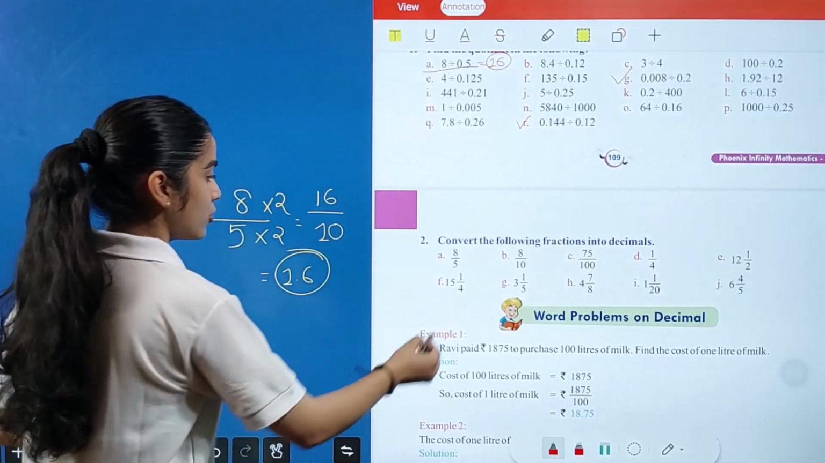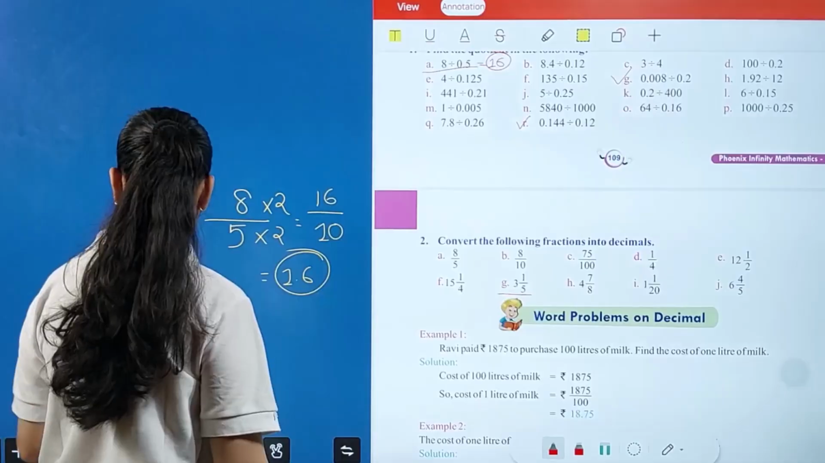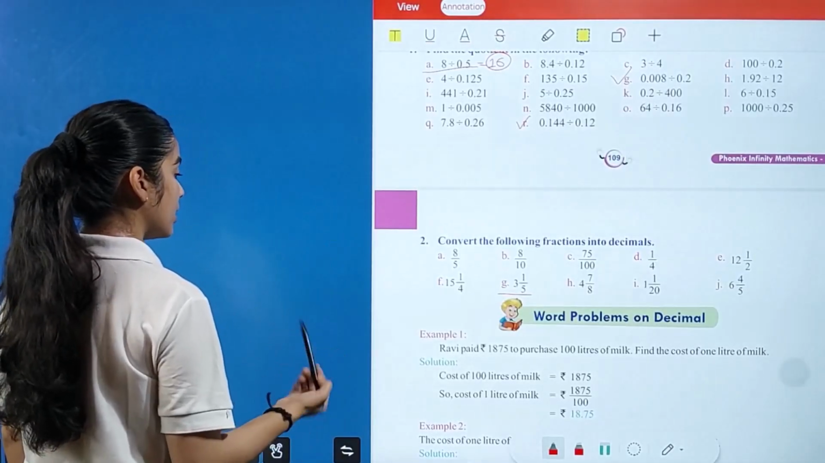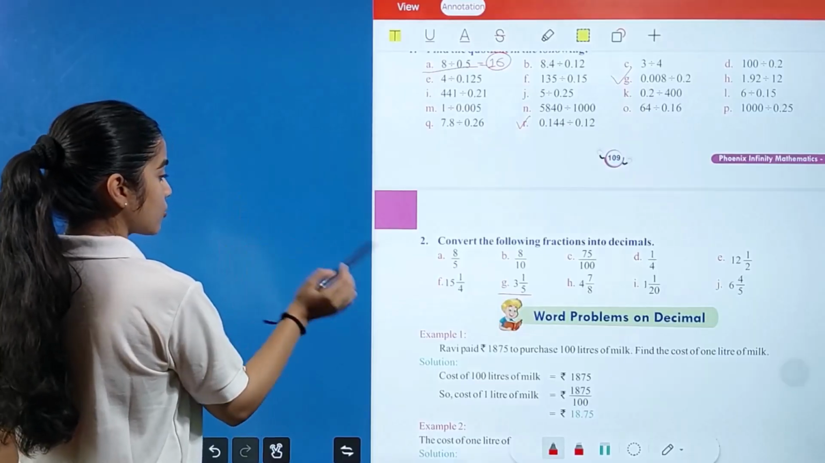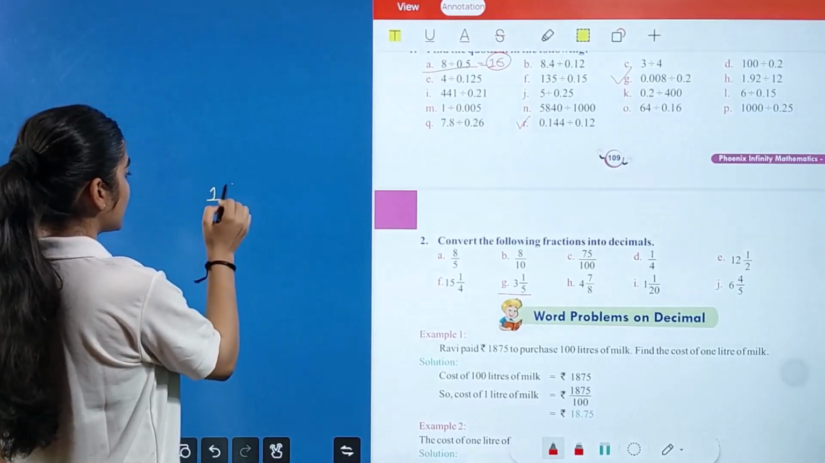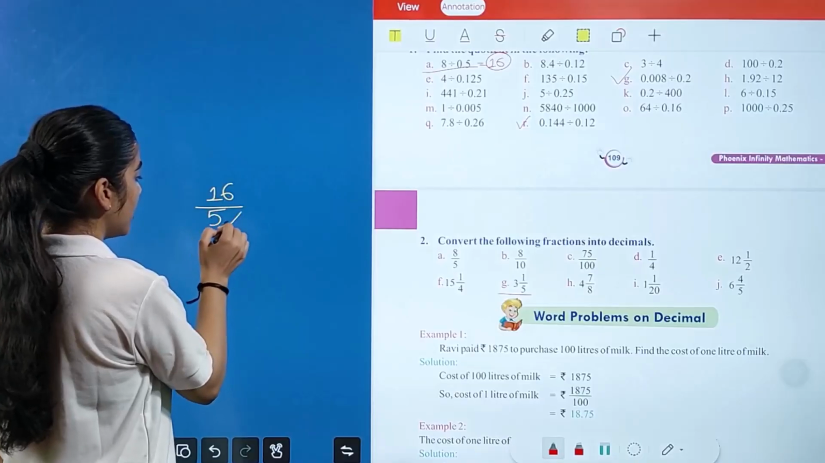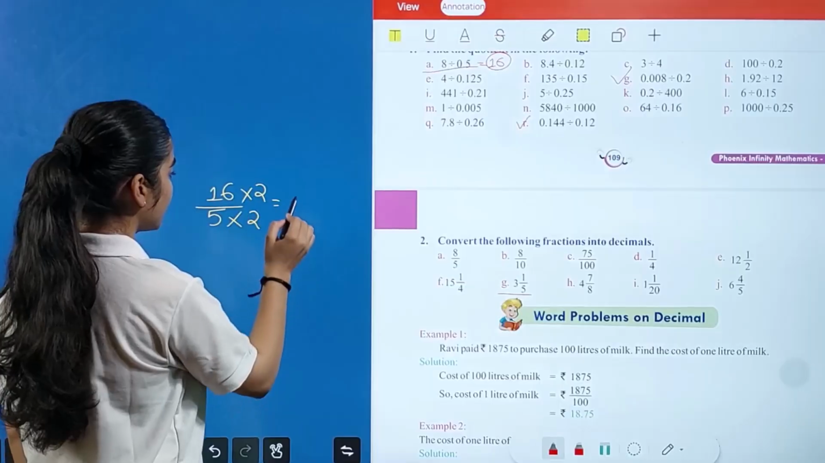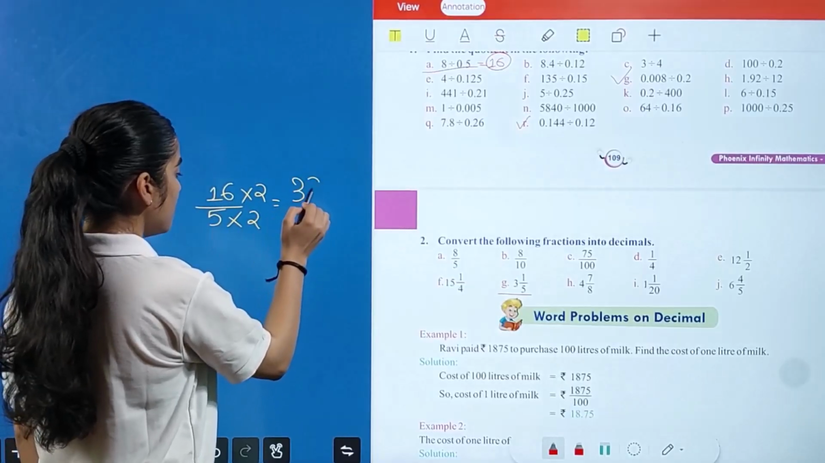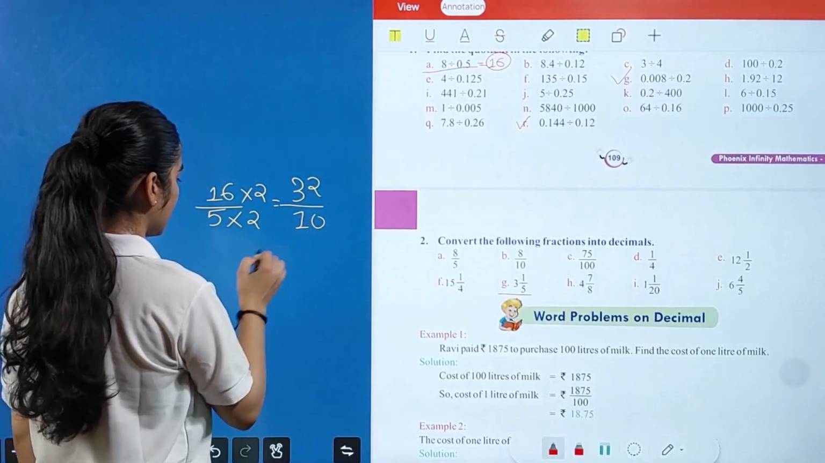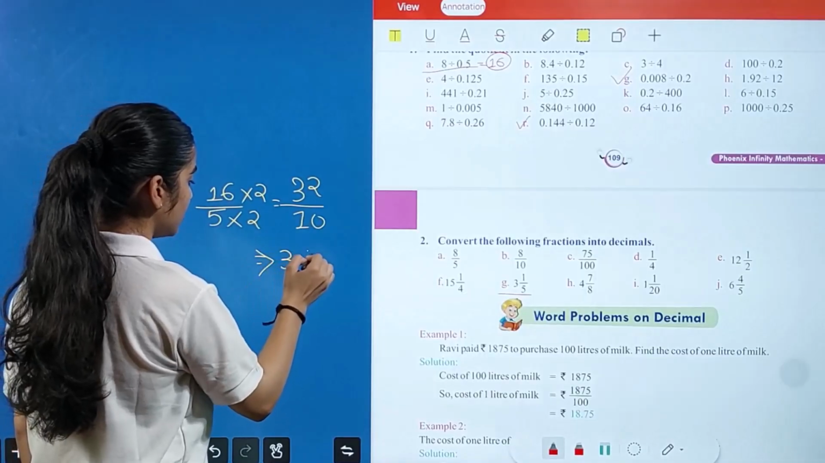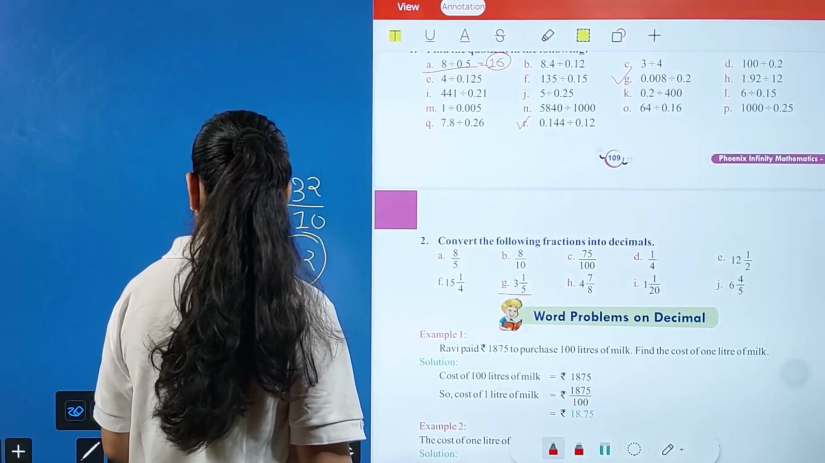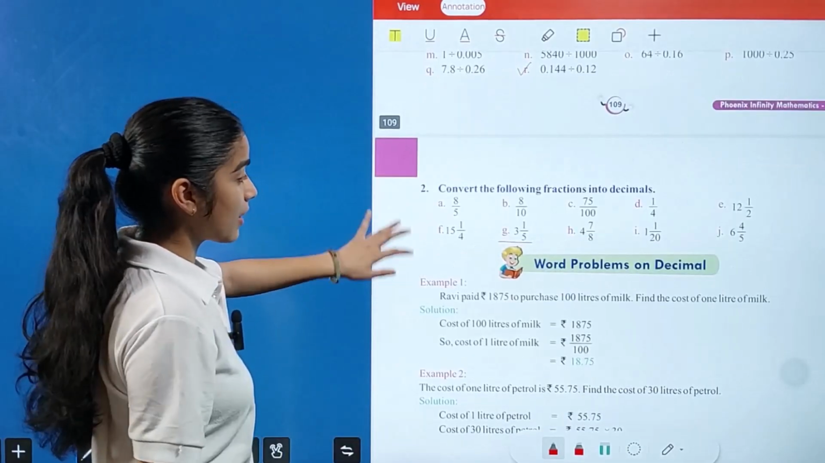Next we have a mixed fraction. First we have to convert it into an improper fraction, and then we have to shift its denominator into a multiple of 10. So 5 3s are 15, 15 plus 1 is 16, 16 upon 5. You can multiply 5 by 2 to convert it into a multiple of 10. So 16 2s are 32 and 5 2s are 10. So your decimal form will be 3.2. Now the same process you have to repeat for the rest of the parts in question number 2.